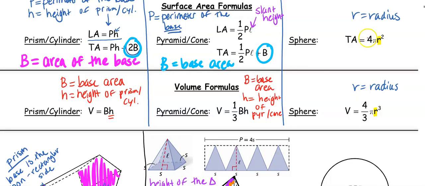So the surface area is 4 times pi times radius squared. The sphere volume is 4/3 times pi times radius cubed. Squared for area, cubed for volume.